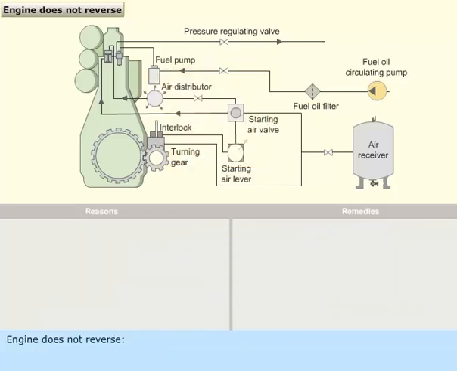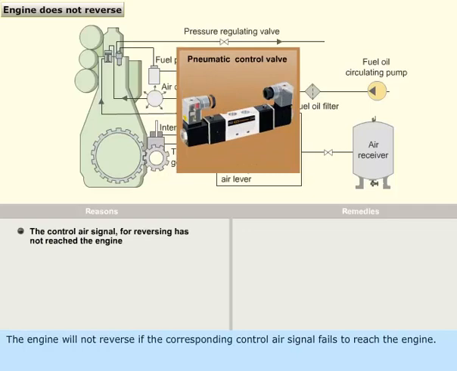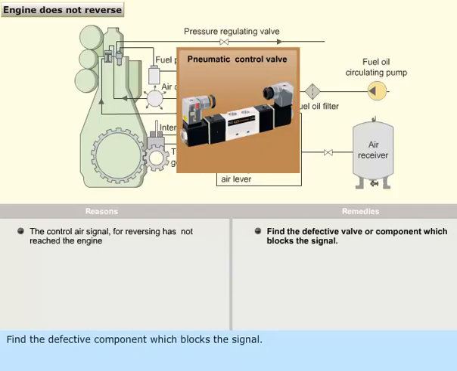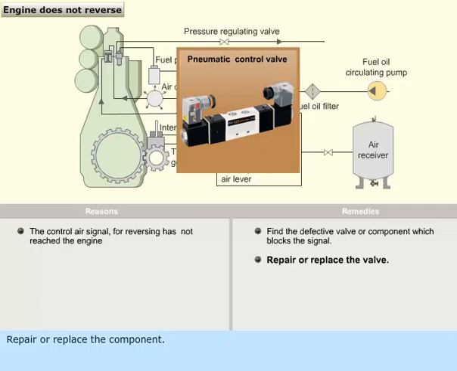Engine does not reverse. The engine will not reverse if the corresponding control air signal fails to reach the engine. Find the defective component which blocks the signal. Repair or replace the component.